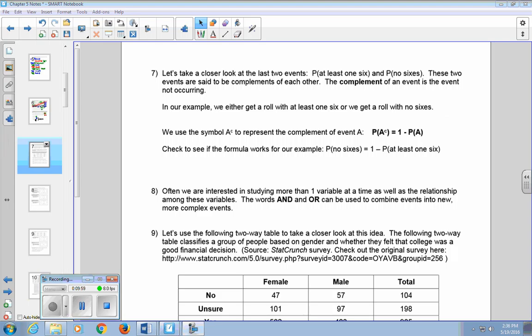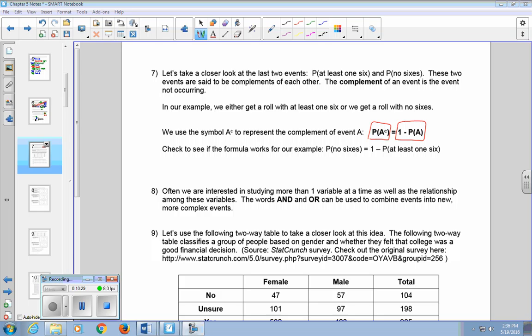Probability of at least 1 six and probability of no 6s. These two events are said to be complements of each other. The complement of an event is the event not occurring. In our example, we either get a roll with at least 1 six or we get a roll with no 6s. We're going to use the symbol A with a superscript of C to represent the complement of an event A. So this is read as the probability of the complement of event A is equal to 1 minus the probability of event A. So check to see if the formula works for our previous example.